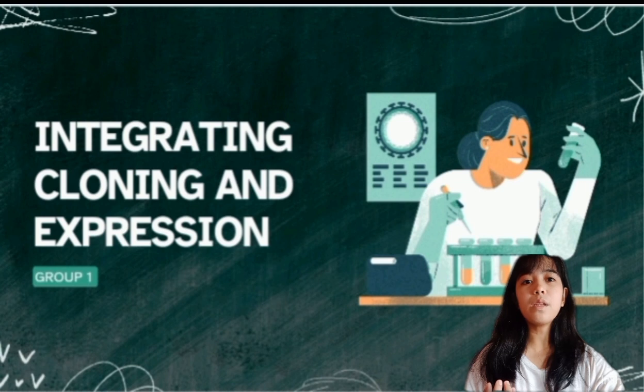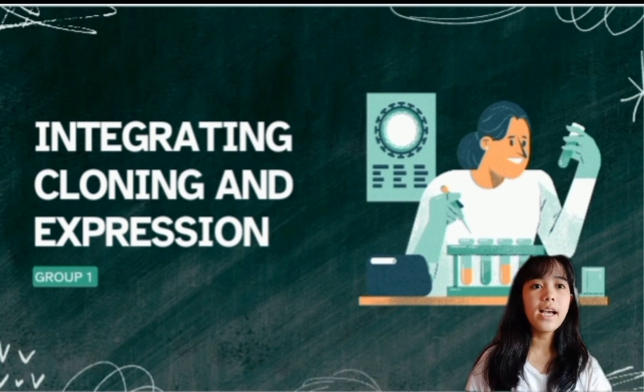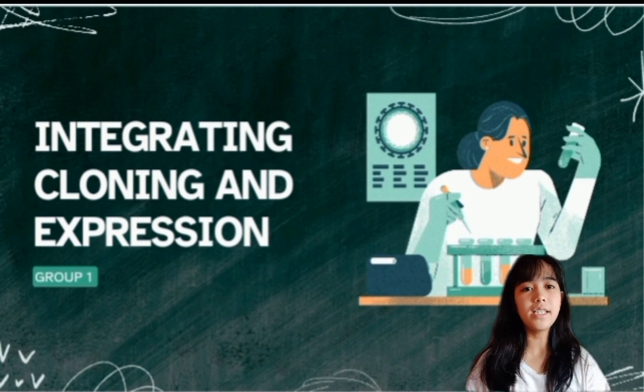When we say natural process of cloning, it can be explained by twins. When a single fertilized egg splits into two embryos, these embryos then develop into individuals with nearly identical genetic makeup. Twins can be identical, or monozygotic, meaning they share 100% of their DNA, or fraternal, dizygotic, meaning they share only about 50% of their DNA like regular siblings.